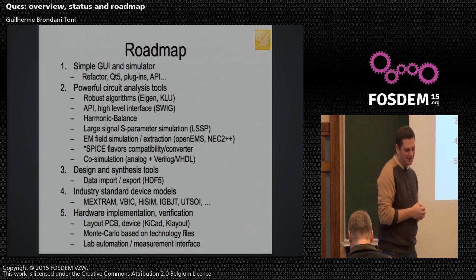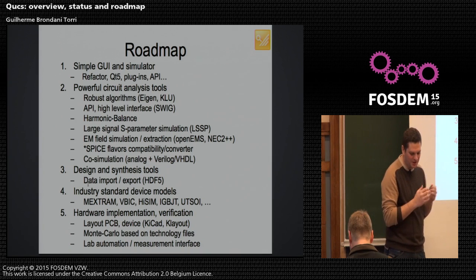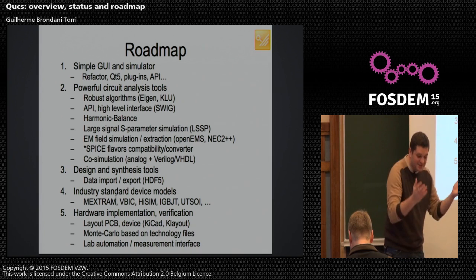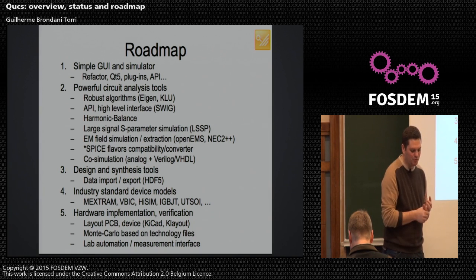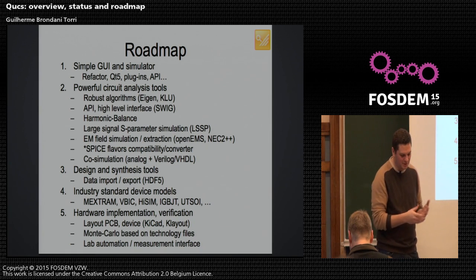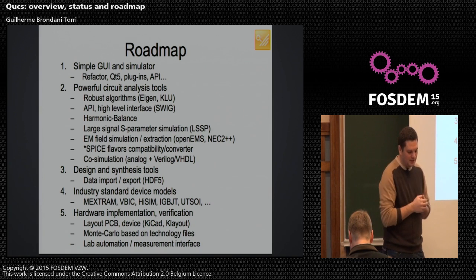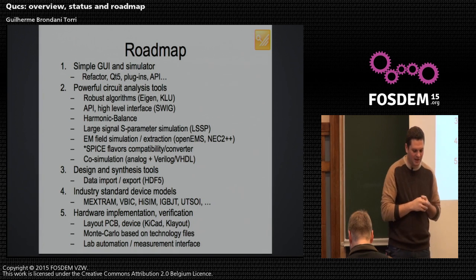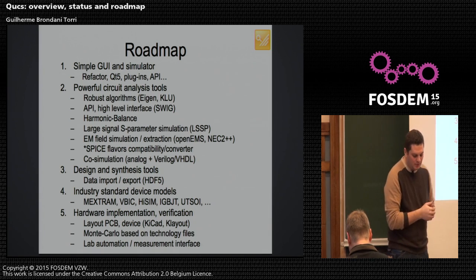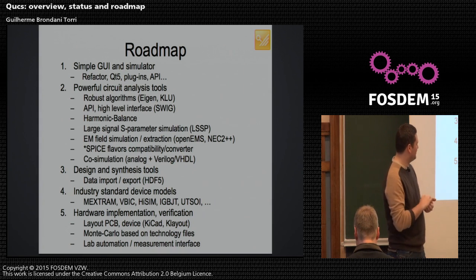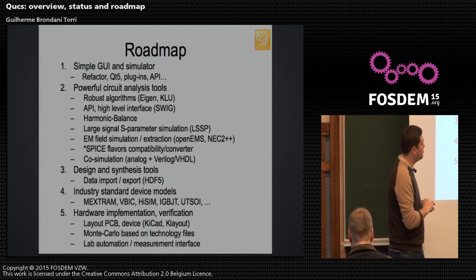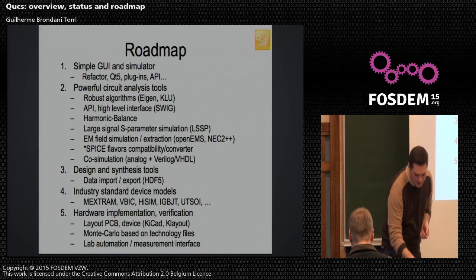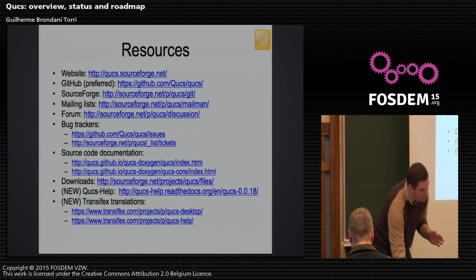We need some more compact storage and faster storage, like HDF5. There are other standards of models out there that we'd like to offer. And ultimately, we'd like to have a smooth way to produce what we simulate and design. So perhaps a tighter integration with PCB or layout tools out there, maybe KiCad or KiCad layout. More on the technical side, have some more advanced Monte Carlo based on technology files to give a further push to the quality of the simulation. And ultimately, lab automation to fetch data from equipment, do some optimization, and things like this. So these are the highlights, I'll just leave it for background.